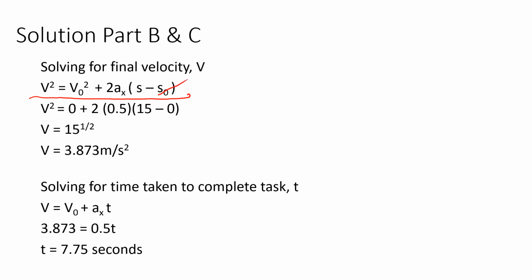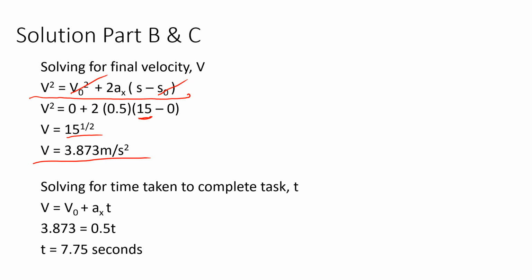Initial velocity is 0, so you can cross this out. You substitute all your values. Final distance traveled, which is the distance from point A to B, is 15, and you get v squared is equal to 15. Square root of both sides, v is equal to 15 to the power half, which is the square root of 15. I get that his final velocity is 3.873 meters per second.